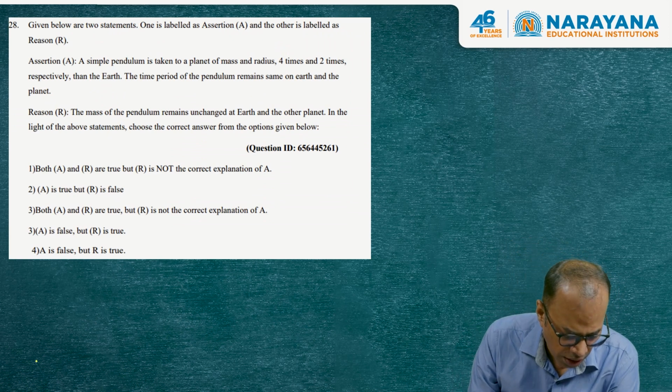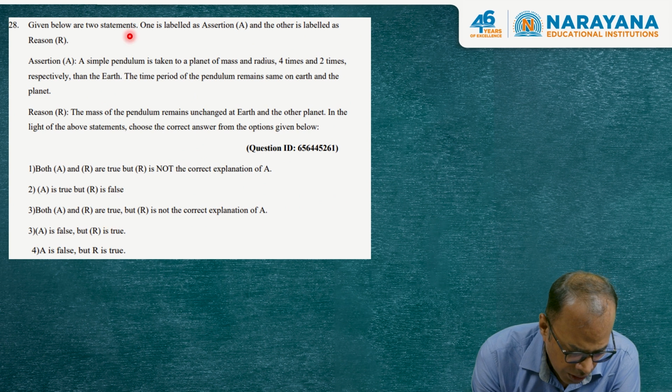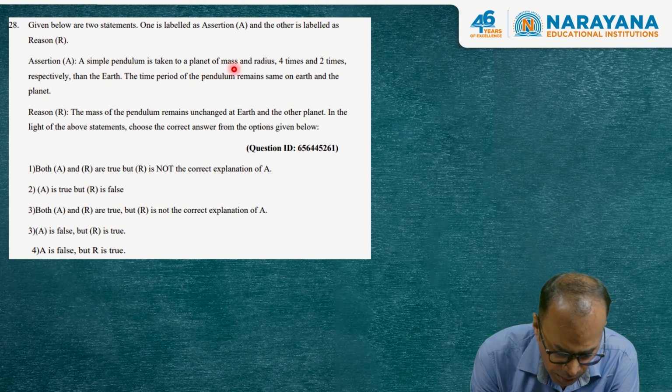So this is an assertion reason based question. Basically we are given two statements. A simple pendulum is taken to a planet of mass and radius 4 times and 2 times respectively than the earth. The time period remains same on earth and the planet. We'll verify whether this is true or not.